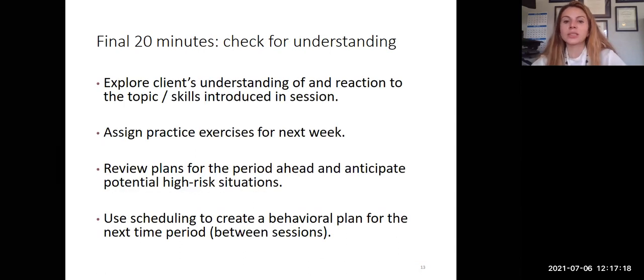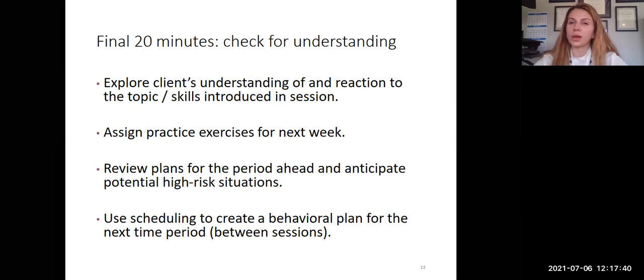And then the last 20 minutes is where we do some checking for understanding. What is their reaction to that technique? How likely are they to use it? You assign practice or homework. How are they going to continue practicing that skill for the next week, and log it and track it and bring that back for the following session? And then you go over high-risk situation planning, which I'm going to show you an example of.